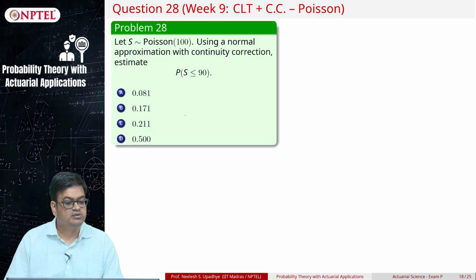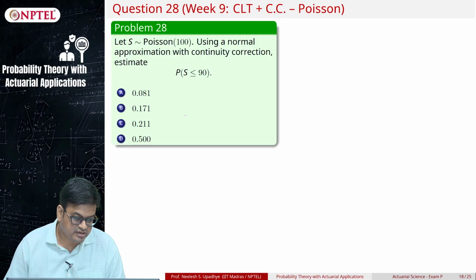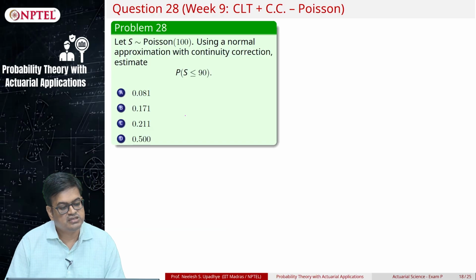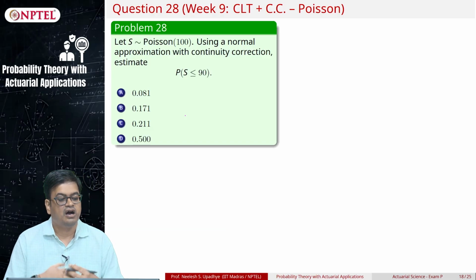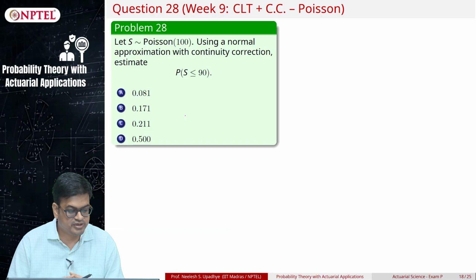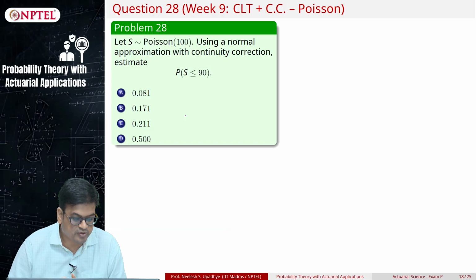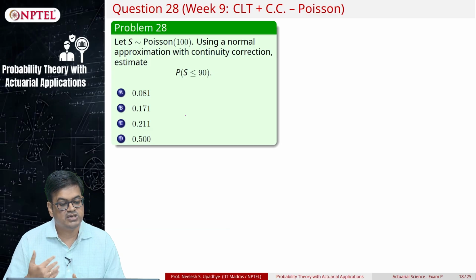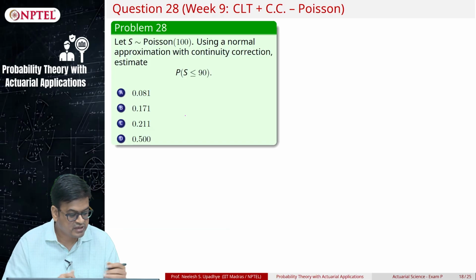S is Poisson 100. Okay, 100 is a large number. Therefore, you can view this as sum of 100 Poisson 1 random variables. Can you use normal approximation with continuity correction to compute probability of S less than or equal to 90? The answer is yes. Okay, so what is the tool here? CLT, and the trap is continuity correction.